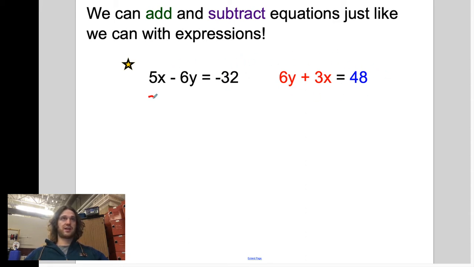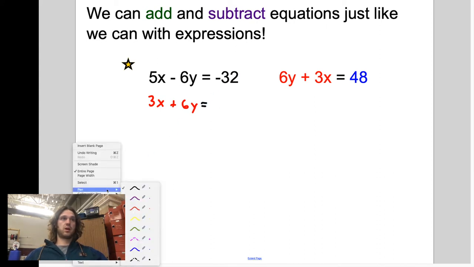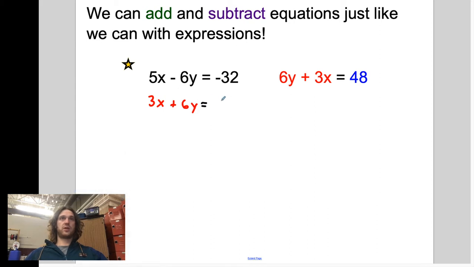So I'm going to rewrite this as x term, that's 3x, then a positive 6y, equals, and our constant. So we had to do a little rearranging there. That's okay. We're allowed to add in different orders. That's fine. 3 plus 5 is the same as 5 plus 3, so I put the 3x first.